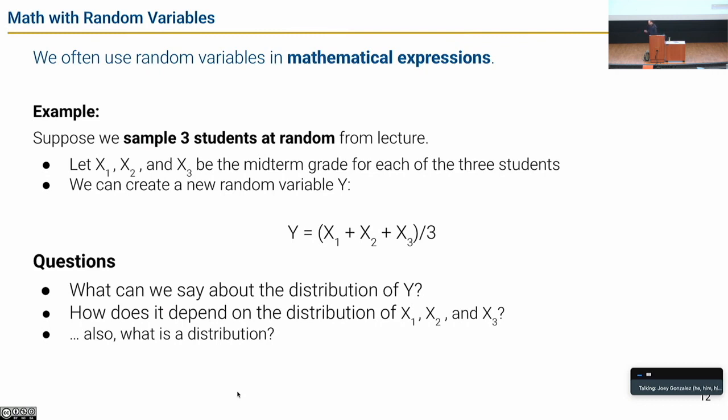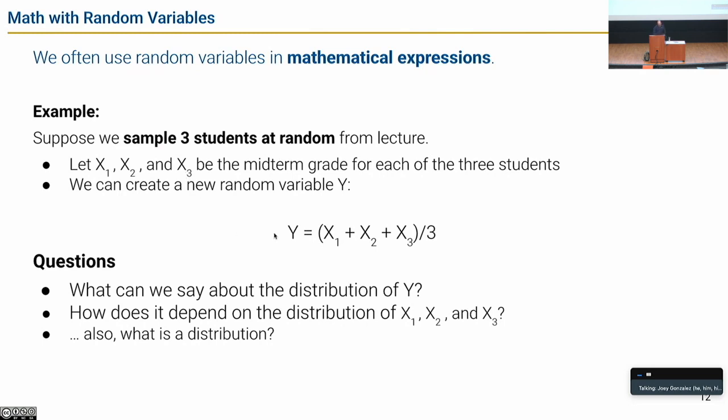All right. The point of this lecture, and the reason we're going through all this for future lectures, is that we tend to use random variables in interesting mathematical expressions. And we want to reason about the expression itself by reasoning about the properties of those random variables. So I'll give you a simple example, maybe timely. So I sample 3 students at random from lecture. Let x1, x2, and x3 be the midterm grades for each of those students. So a function from the student to their midterm grade.